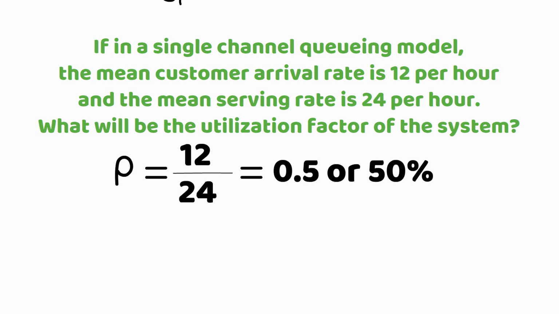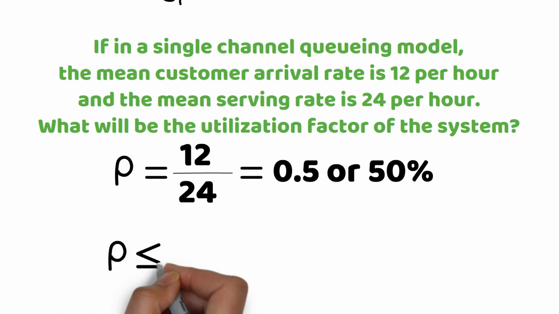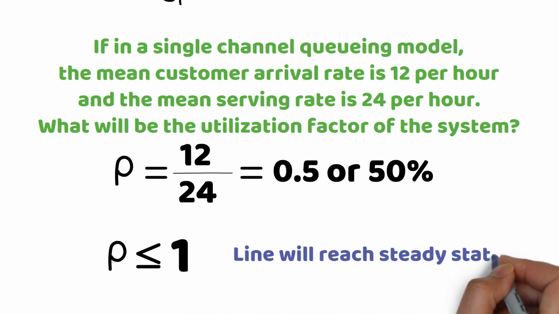The utilization factor should be equal to or less than 1. If it is more than 1, that means the customers are arriving faster than they can be served, and the system is overburdened, so the line will grow without bounds. If the ratio is less than 1, that means the waiting line will reach a steady state.